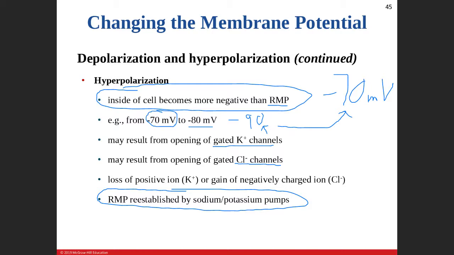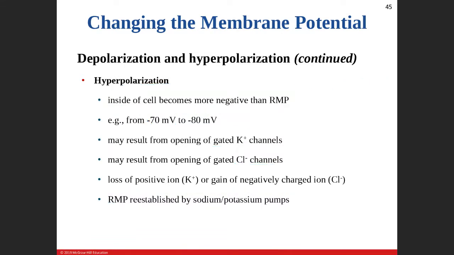I'll get into much more detail and specifics on that when we get to the axon. But for right now, just know hyperpolarization is when we make the inside of the cell more negative than the resting membrane potential value.